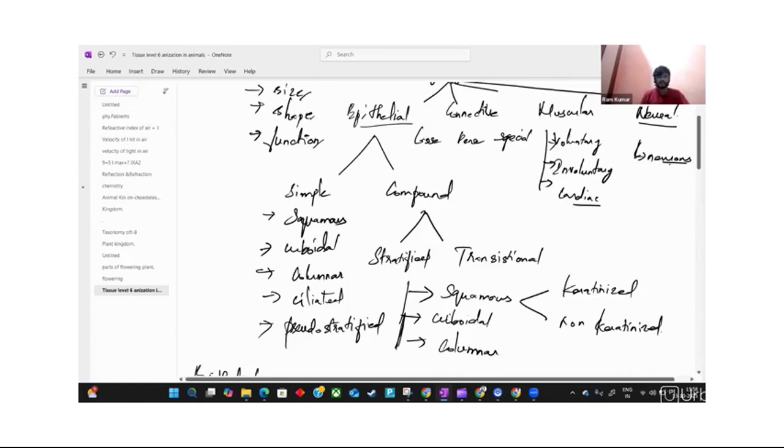Now, epithelial tissue is further classified into simple and compound. In simple epithelial tissue there are five kinds: squamous, cuboidal, columnar, ciliated, and pseudostratified. Compound epithelial tissue is further classified as stratified and transitional. Stratified is classified as squamous, cuboidal, and columnar. Stratified squamous epithelial tissue is classified as keratinized and non-keratinized. Keratinized means these tissues secrete keratin, and non-keratinized do not. That's all.